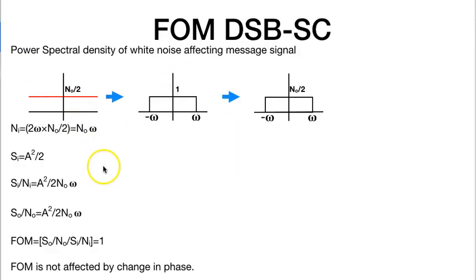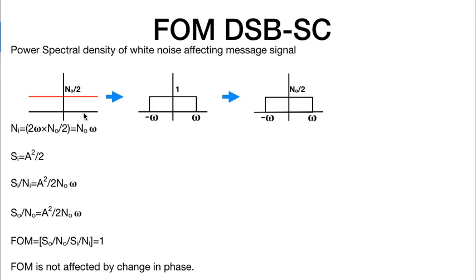Now the figure of merit of DSB can be calculated. Like figure of merit, I have shown here the power spectral density. What power spectral density is has already been discussed by me in my previous lecture on random variables and processes. So if you don't know the power spectral density, please go through that lecture and you'll come to know what exactly the PSD of a signal is and how it is calculated.